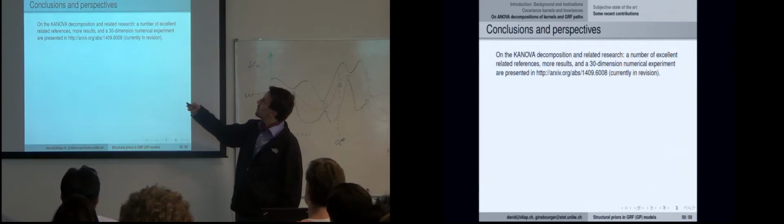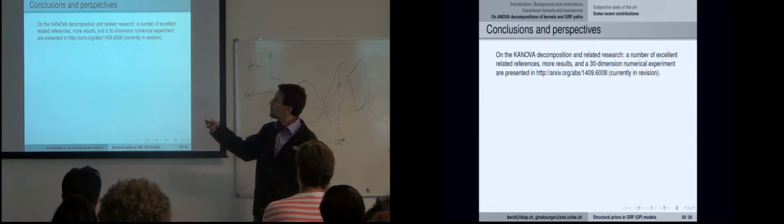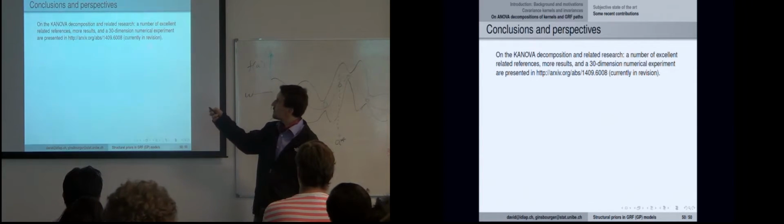Okay, so the KANOVA decomposition is the name we gave to this kernel ANOVA decomposition, where I couldn't find a way to plot it properly, but we have a number of good references I didn't have time to quote in the preprint, which is currently in revision, and also a 30-dimensional numerical experiment. This is controlled numerical experiments with GP simulations.